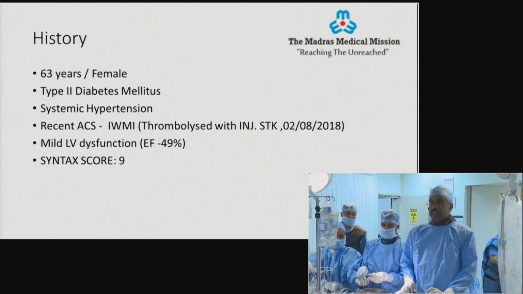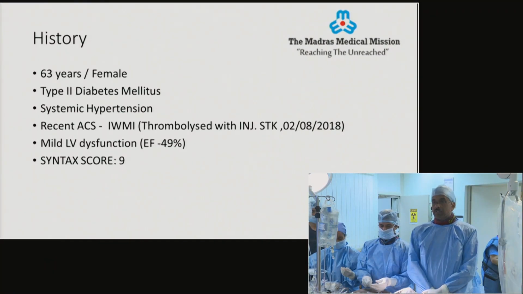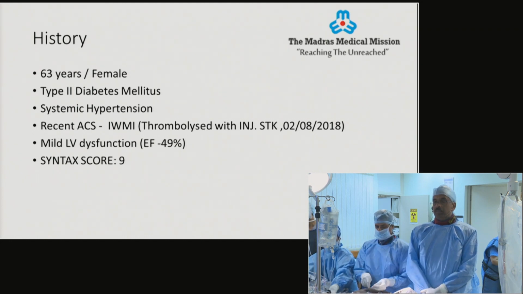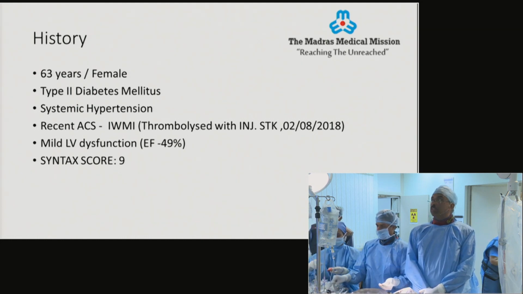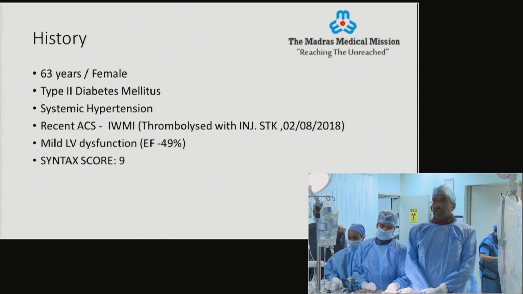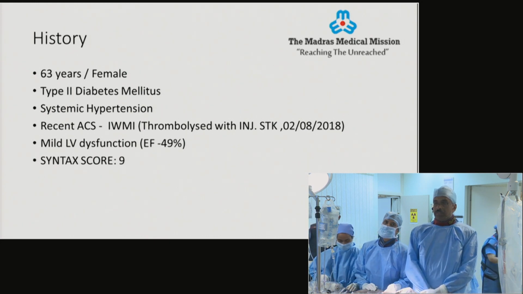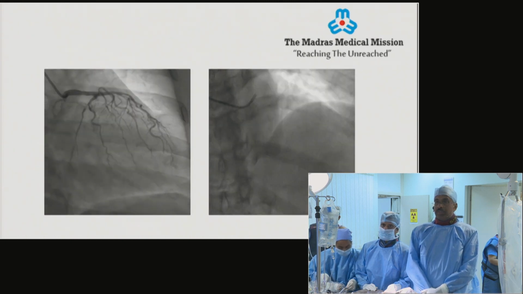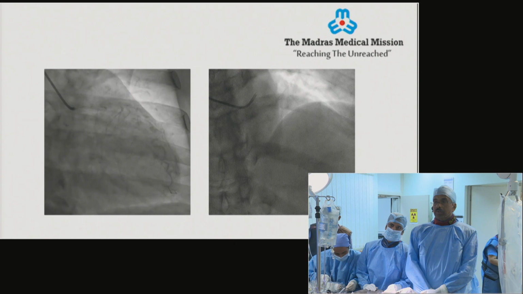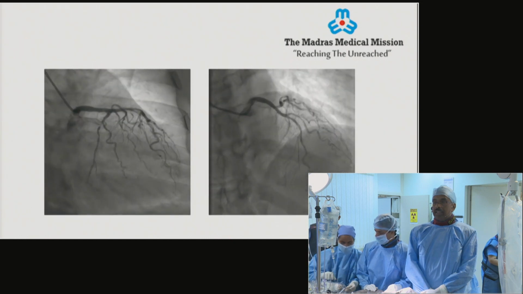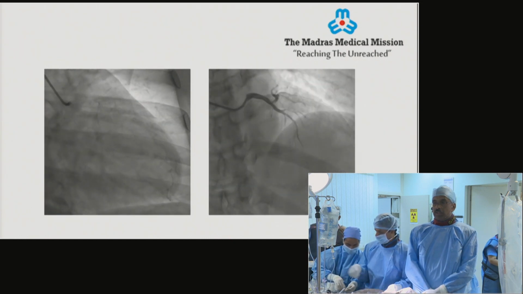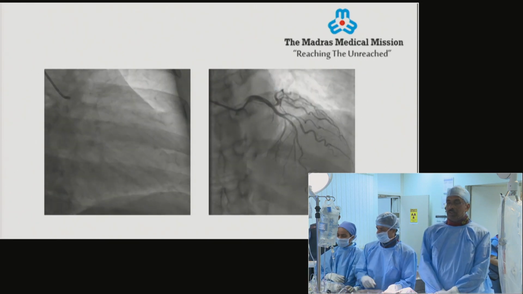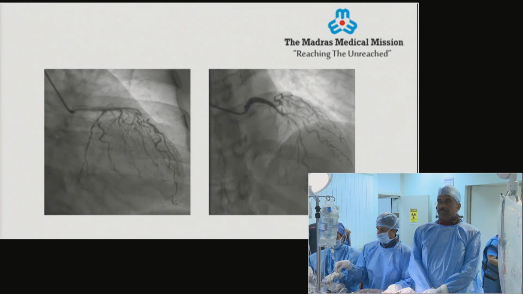It's a very interesting case. This is a 63-year-old lady who is diabetic, hypertensive, had an inferior wall MI thrombolized outside with streptokinase, had a mild LV dysfunction, EF about 50%, a syntax score of 9, had an angiogram done about a week ago, and that's the LAD, which you can see. We'll show you some better pictures today. There's about a 40-50% lesion in that mid LAD.